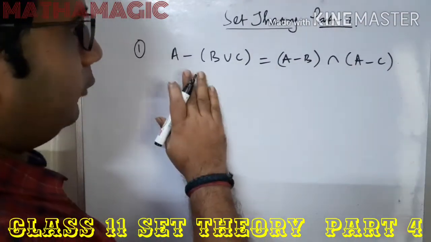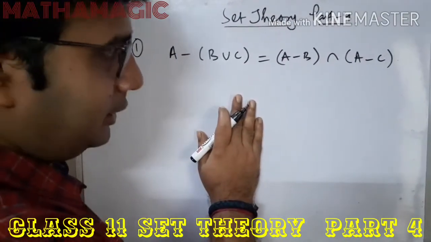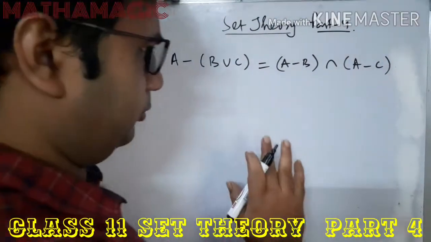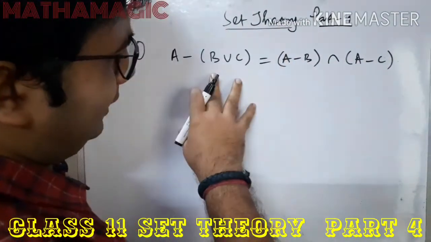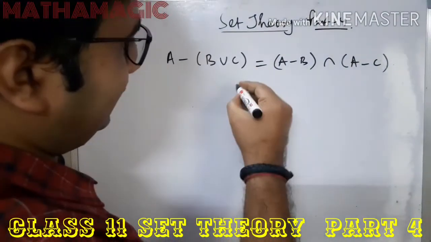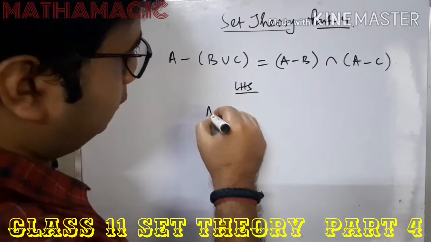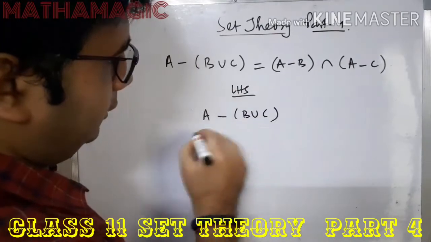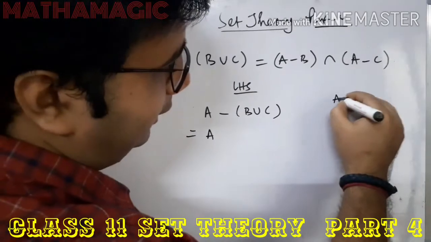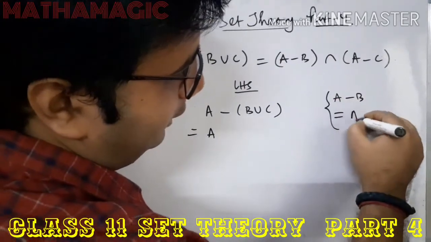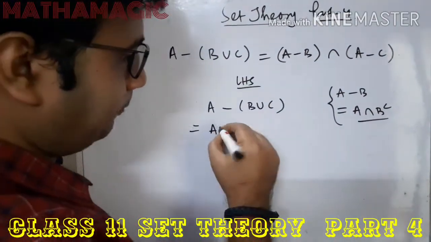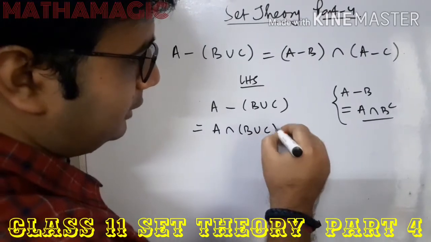So this is what we need to prove: A minus (B union C) is equal to (A minus B) intersection (A minus C). We can do the proof by taking the left hand side or the right hand side, either of the sides. So let's take the left hand side here, A minus (B union C). We have seen in the last video that if we have A minus B, then we can write A intersection B complement. So if we apply the same formula here, it will become A intersection (B union C) complement.